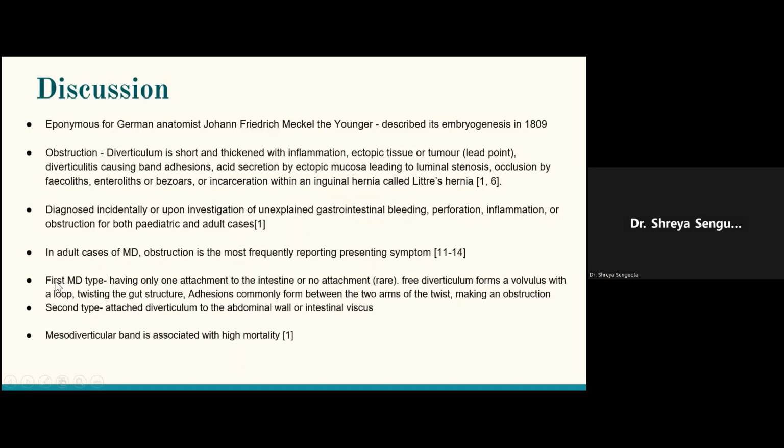Now, there are two types. In the first type, there is only one attachment to the intestine or no attachment at all. The free diverticulum forms a volvulus on itself, that is, twisting, causing obstruction, and adhesions commonly occur between the two arms of the twist, causing obstruction. In the second type, the diverticulum is attached to the abdominal wall or to another intestinal viscus. Now, mesodiverticular bands are associated with high mortality. Hence, this is really important.